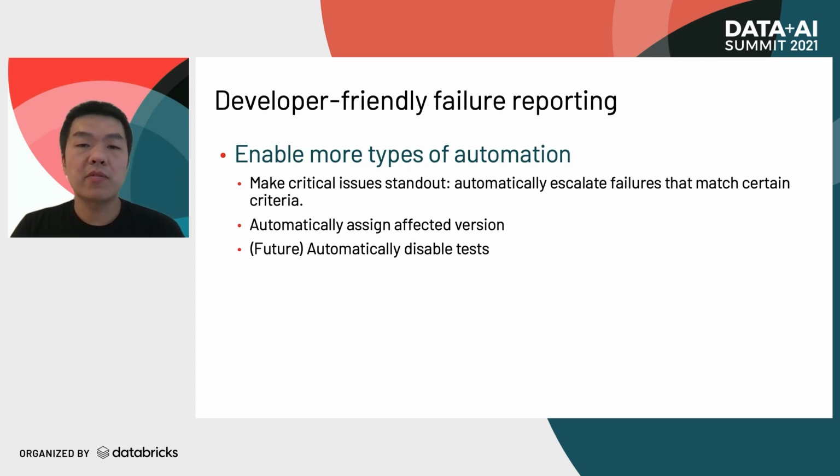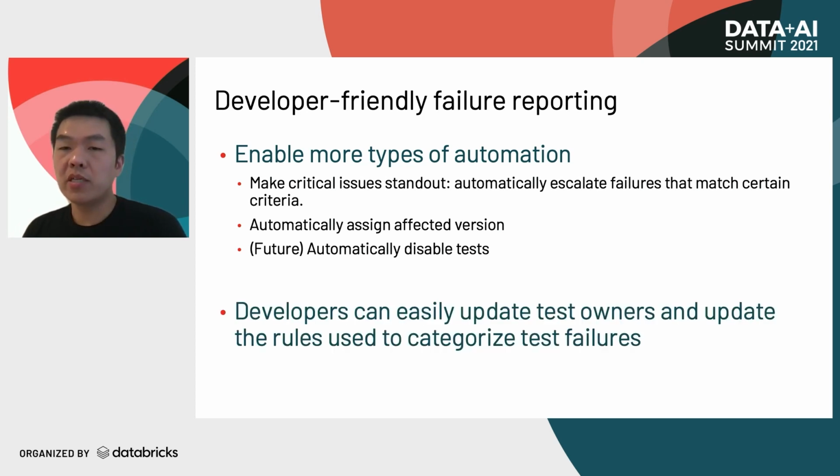Finally, developer-friendly failure reporting is also about how to make it easy for developers to fix any owner attribution issue or any problems related to determining the type of failure. In Databricks, developers can fix this easily by submitting a small code change. Once the change is reviewed and merged, it will get automatically deployed.